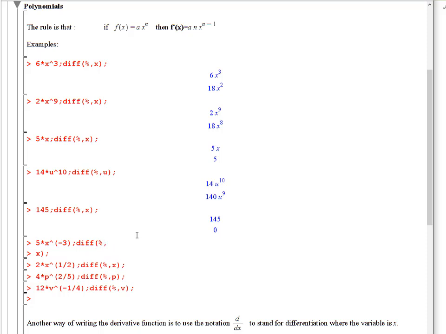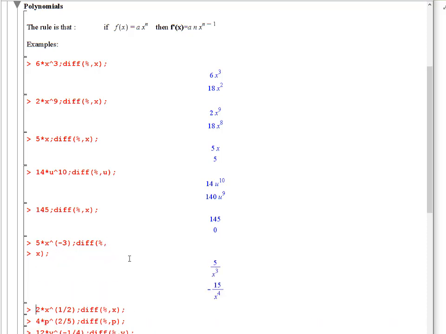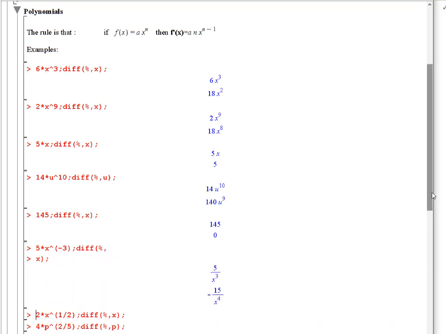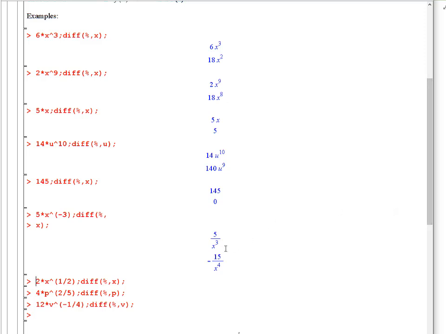Let's see if this works. This one here, 5x to the power minus 3, differentiating that now, apply exactly the same rules, think carefully about exactly what it's going to be. So try and predict, and let's see if you get this. Okay. So 5x to the power minus 3 can also be written like this. So x to the power negative 3 means divide by x to the power 3.